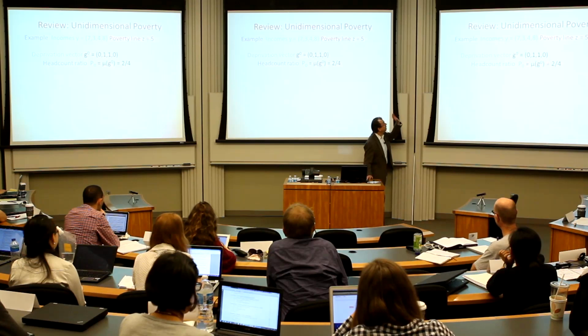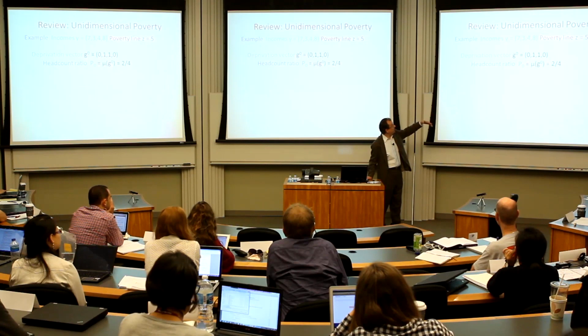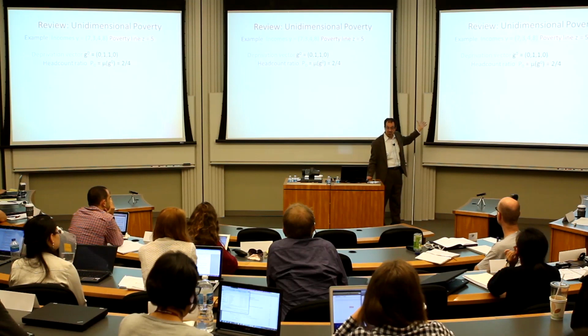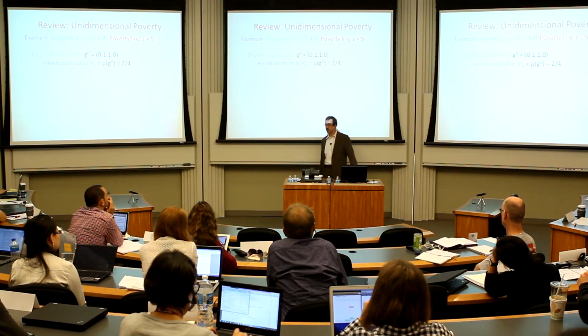Incomes. I'm just going to do this for income for a second and then generalize it. So 7, 3, 4, 8, poverty line 5. Who's poor? The ones with the ones, the others are not, they're given zeros. Okay, that's straightforward. Headcount ratio is the mean of that vector. The vector is called the deprivation vector.